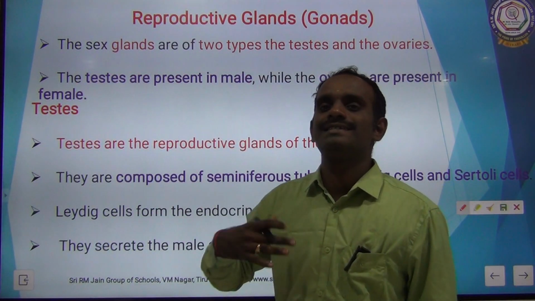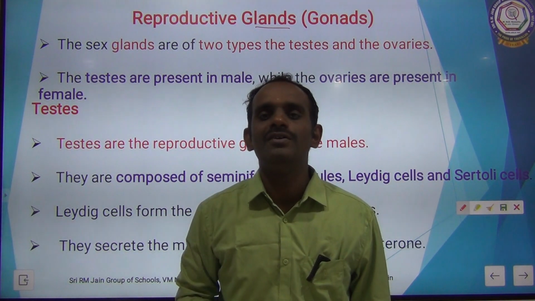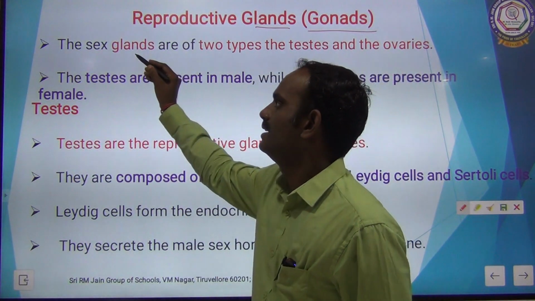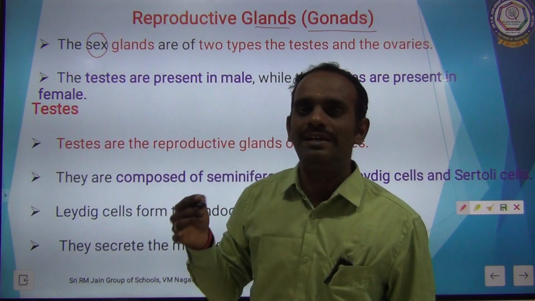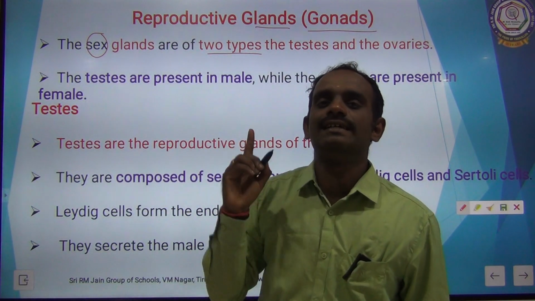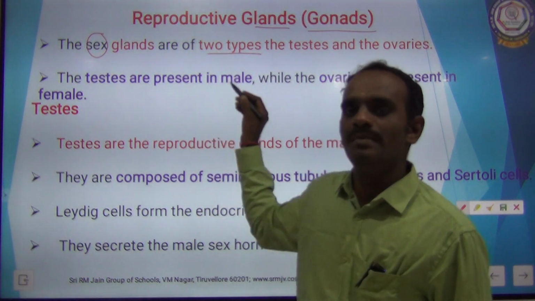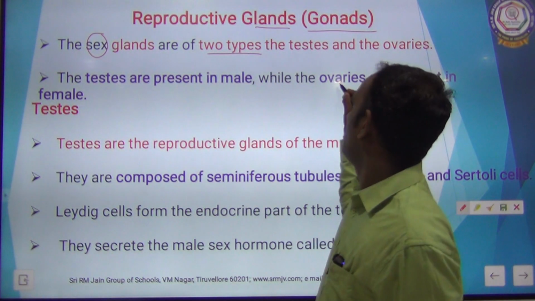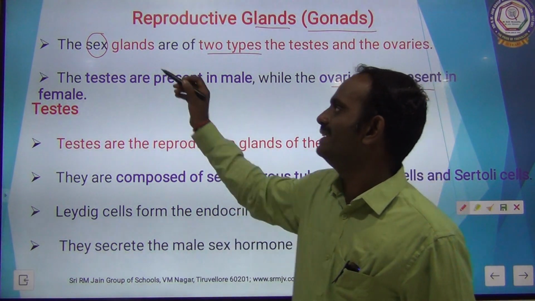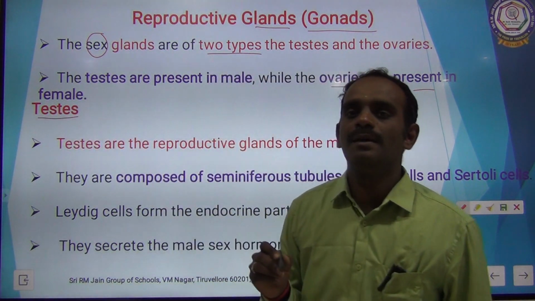Then we move on to the next gland, the reproductive gland. The reproductive gland is also called the gonads. The sex glands, also called reproductive glands, are of two types: the testis and the ovary. The testes are present in males and the ovaries are present in females. So testes and ovaries, these two are the sex glands. Now we move on to the testis, the male gland.